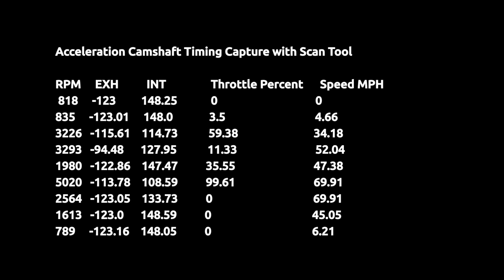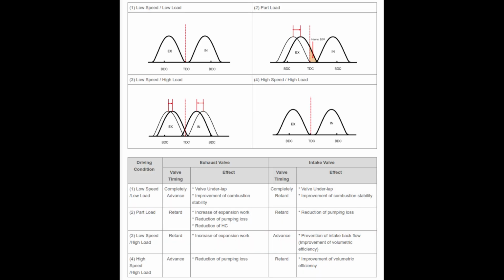Here we have a table of various exhaust camshaft and intake camshaft positions with various RPMs and various throttle positions. But what do these camshaft position numbers actually mean, and how do they relate to the waveforms that you plan to look at? Here you can see a chart that we used.